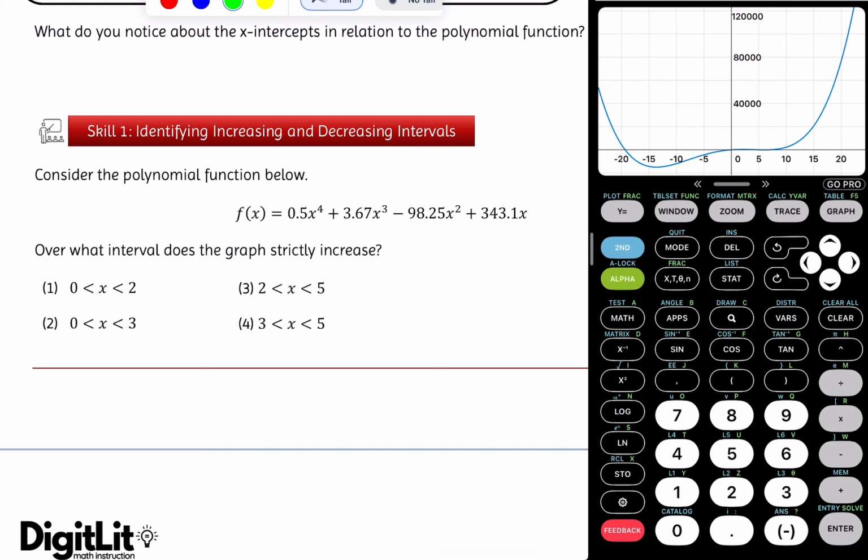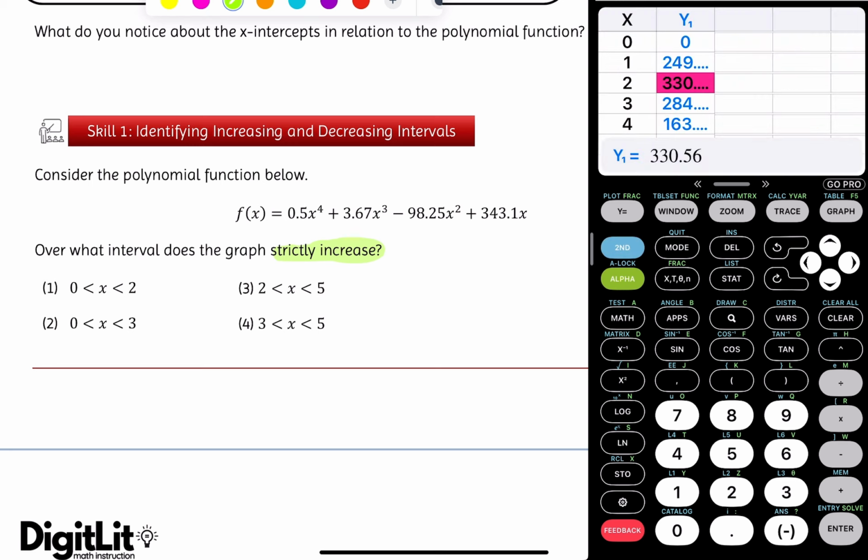Okay, now they're asking you over what interval does the graph strictly increase. So on whatever interval they're showing us, it should only be increasing between those x values. So from 0 to 2, is it increasing or decreasing? Well, on a graph like this, it's kind of hard to tell, so you might actually want to look at the table. Okay, so from 0 to 2, are those numbers going up or down? It's going up, and that's what increasing means. So guess what? That's it.